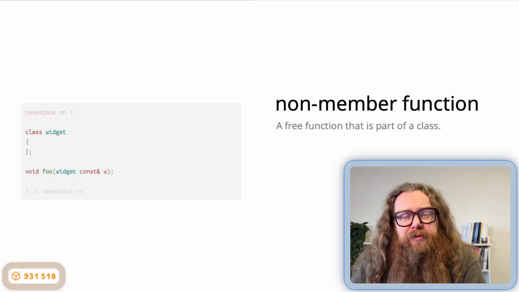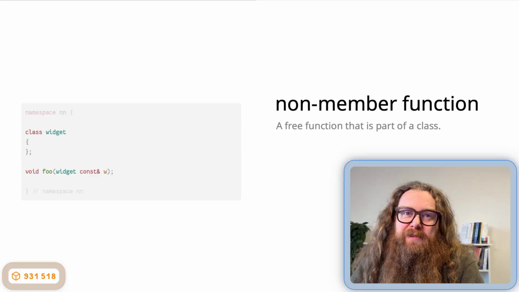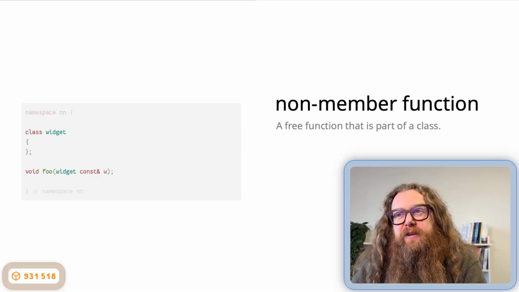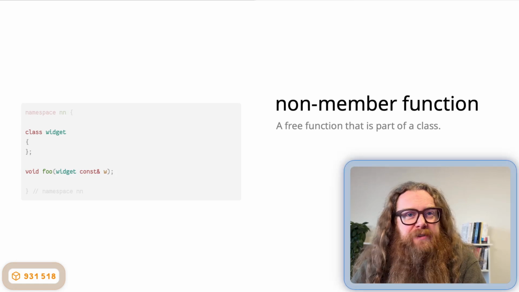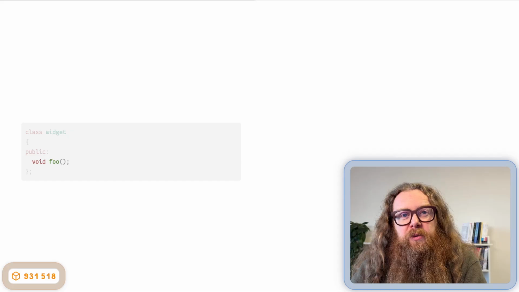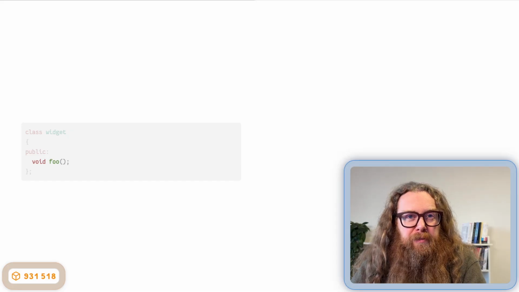If you have a free function inside the same namespace as a class and the class is passed as an argument, we consider that function as part of the class. We say that the function is a non-member function of the class. But now we want to have a look at member functions.